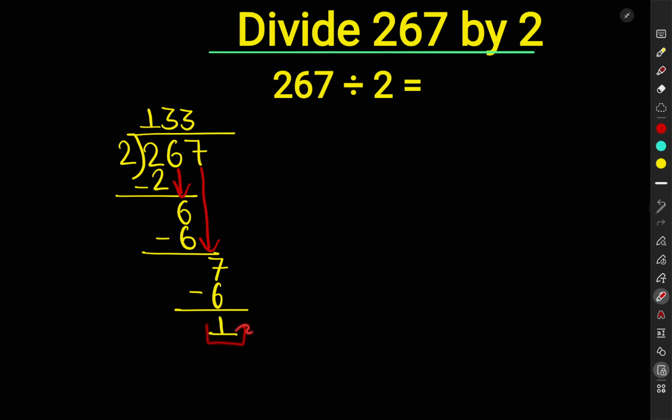So now this 1 is less than 2 and there is no other number beside. So we put decimal so that we take 0. So now it became 10 and 2 times 5 means 10. On subtracting we get 0. So 267 divided by 2 is 133 decimal 5.